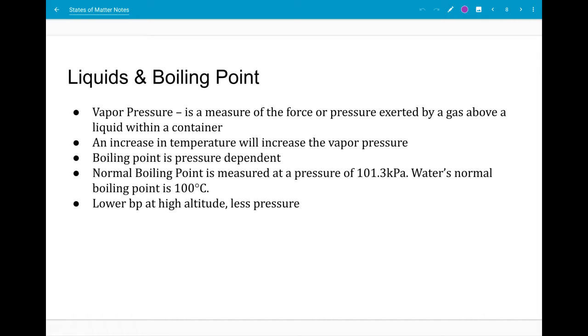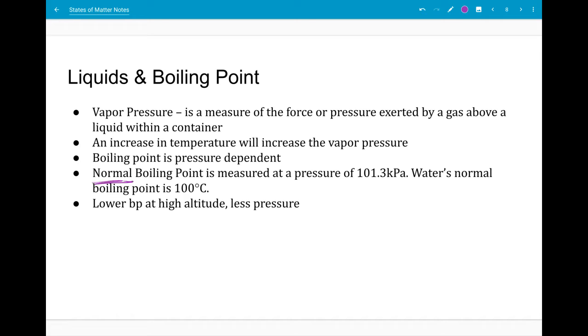So for liquids at boiling point, the vapor pressure, if we define it, is a measure of the force or pressure exerted by a gas above a liquid within a container. I'm not going to get into much detail of that this year. That's something I chose that isn't as important as some of the other things right now. An increase in temperature will increase your vapor pressure. Boiling point is pressure dependent.